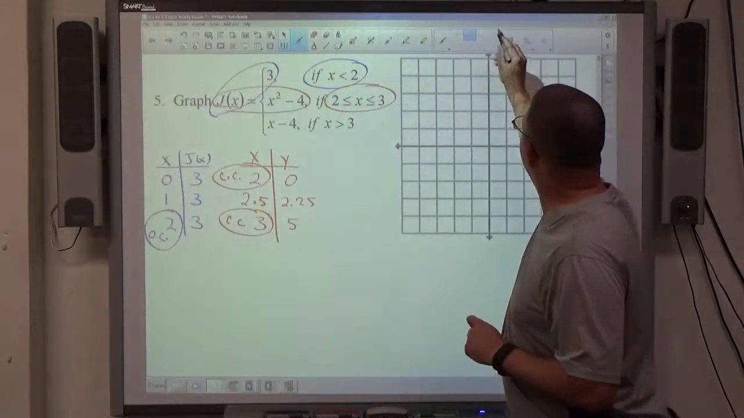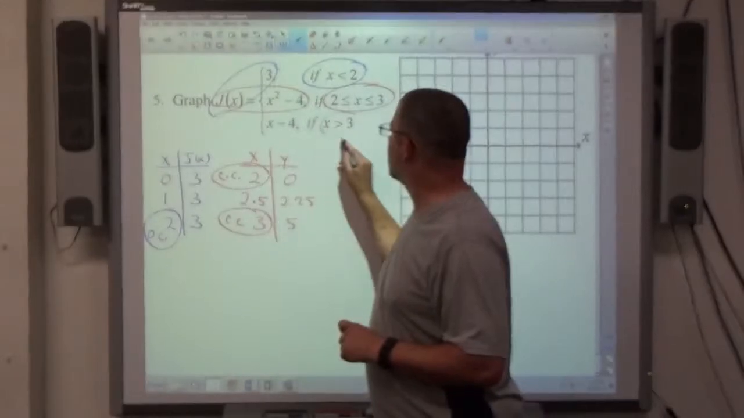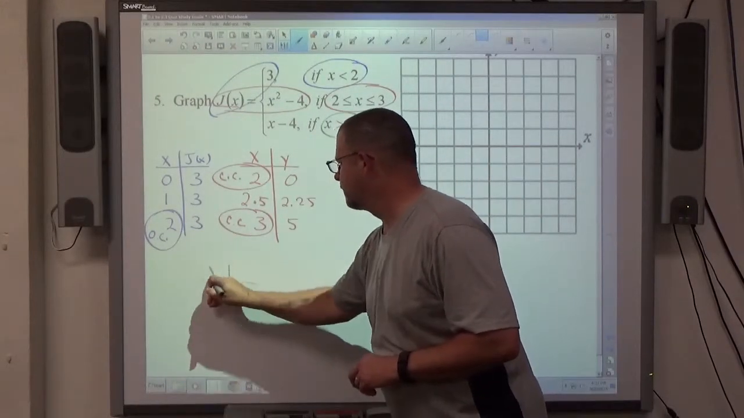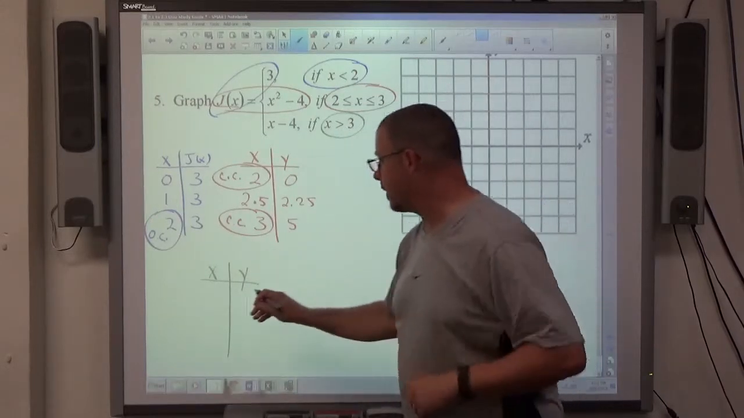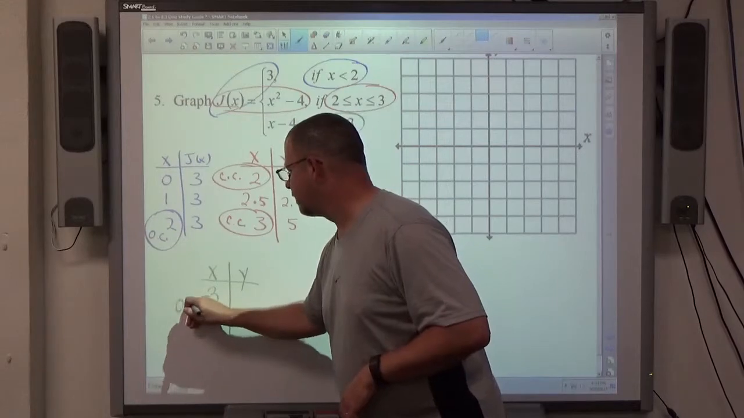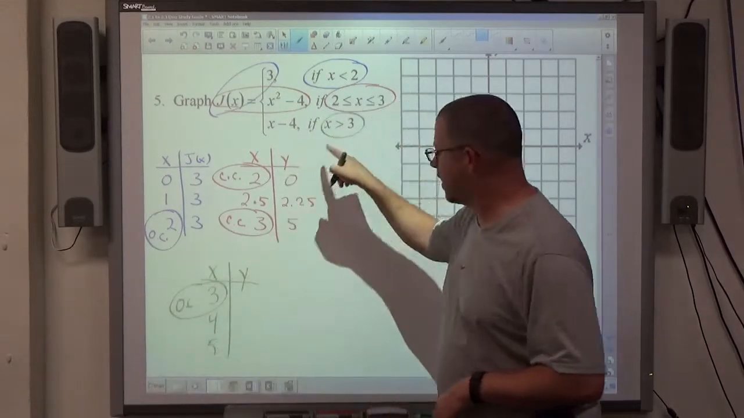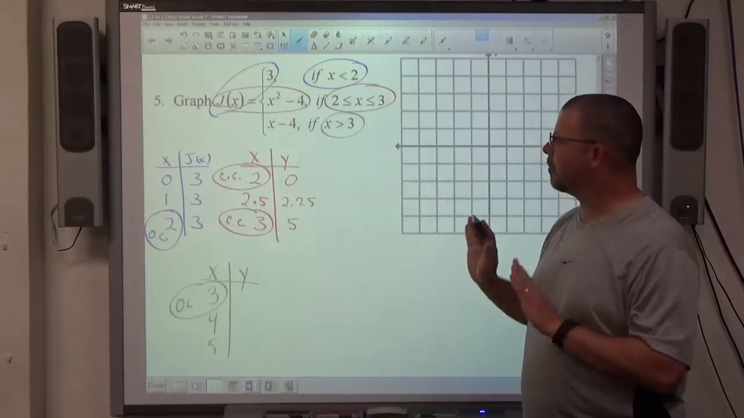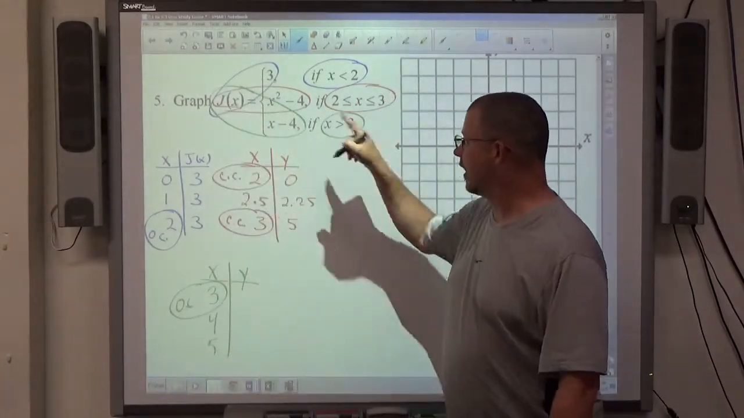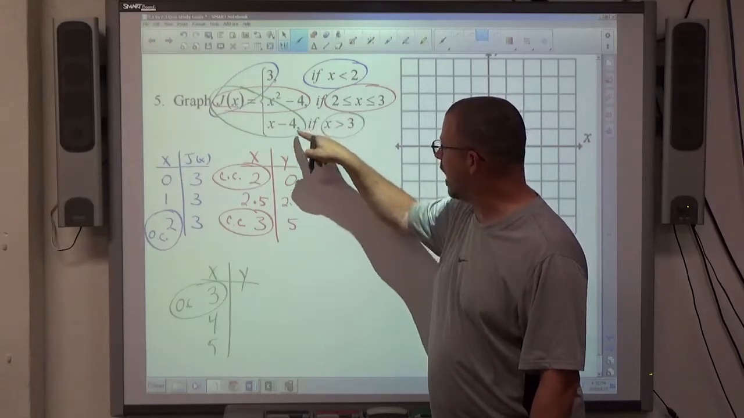And my final piece says if x is greater than 3, I'm supposed to use that function. So make a third chart. Again, it says greater than 3. I'm going to pretend it says greater than or equal to 3. 3 is my boundary. It does not say equals, so I've got to put an open circle at 3. And again, I'm pretending 3 belongs in here. J of x equals x minus 4. So to get j of x in this chart, we're going to subtract 4 from x.